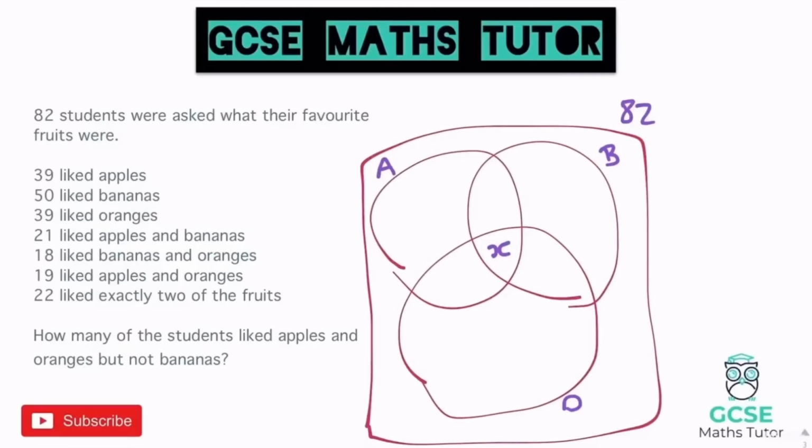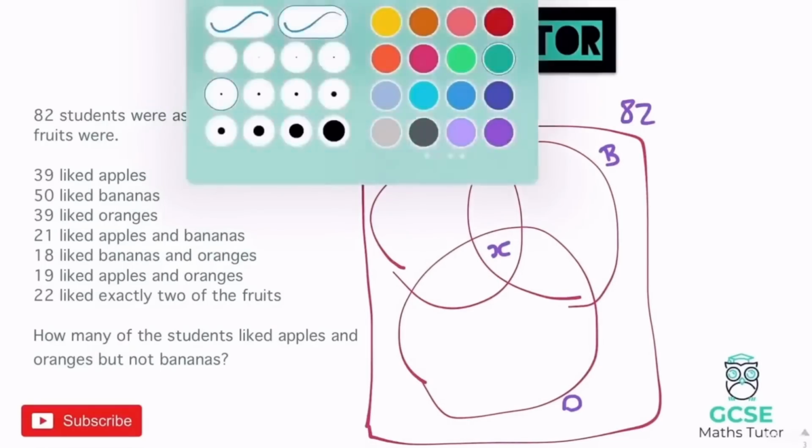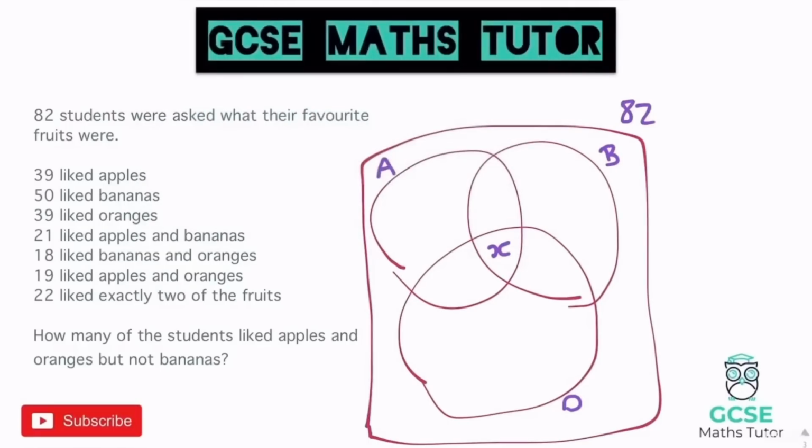Now we can start to have a look at some of the other bits of information. I'm going to disregard the apples, bananas and oranges bit to start with, but I am going to label that up here just so I remember. So apples is 39, so we know 39 in total in that circle. Bananas is 50, so there's a total of 50 going into that circle. And oranges is 39, so there's a total of 39 going into the oranges. Okay, so I'm going to tick those all off. I've drawn them on my Venn diagram, I'll remember that later.